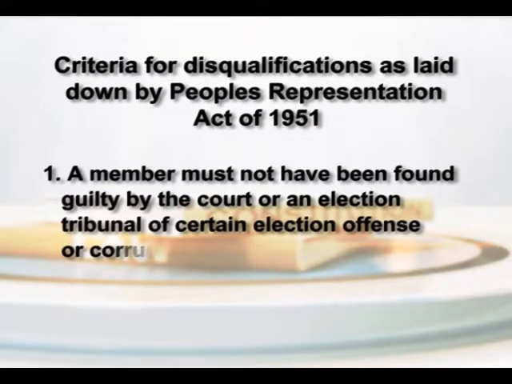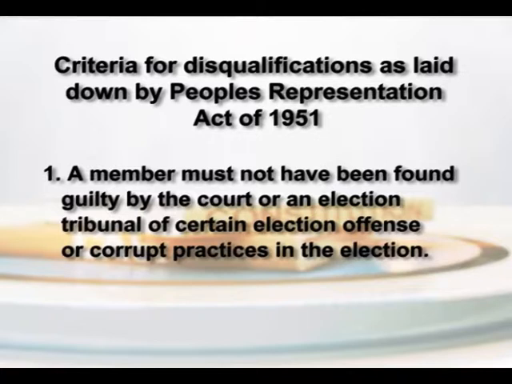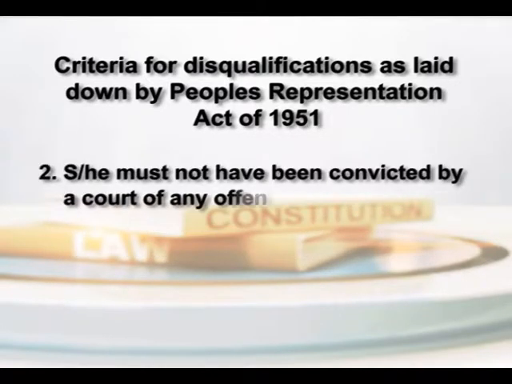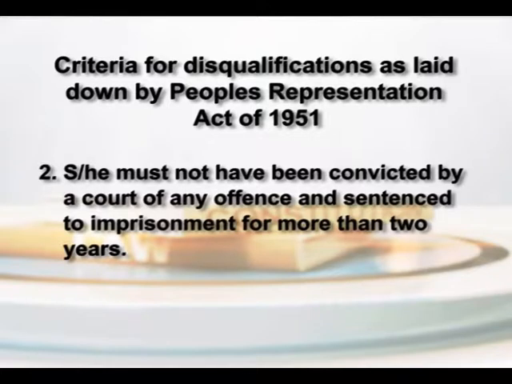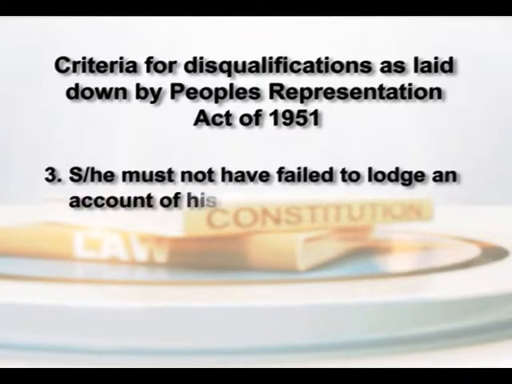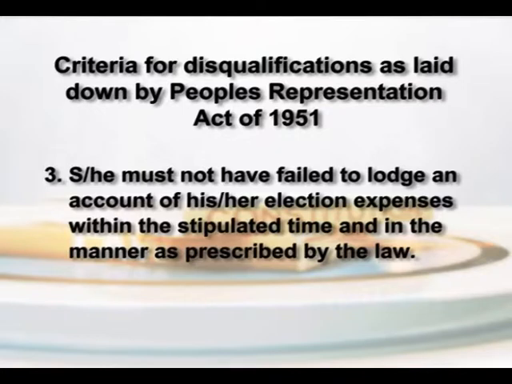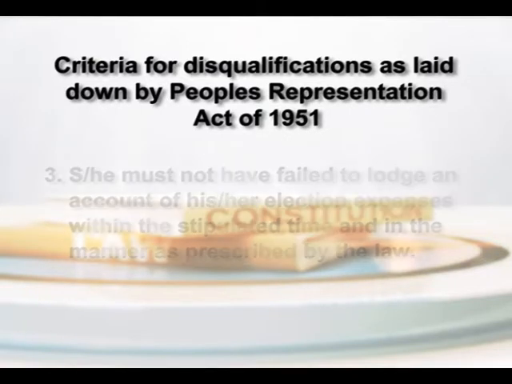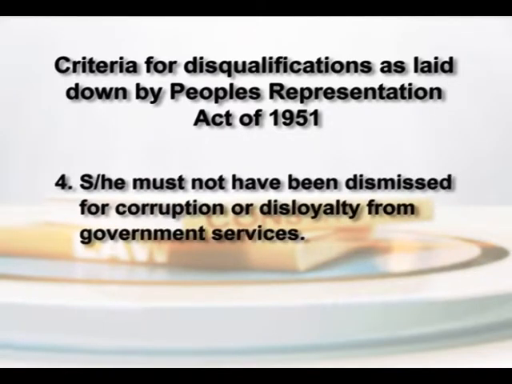First of all, a member must not have been found guilty by a court or an election tribunal of certain election offences or corrupt practices in the election. Secondly, he must not have been convicted by a court of any offence and sentenced to imprisonment for more than 2 years. Thirdly, he must not have failed to lodge an account of his election expenses within the stipulated time and in the manner prescribed by the law. Fourthly, he must not have been dismissed for corruption or disloyalty from government services.